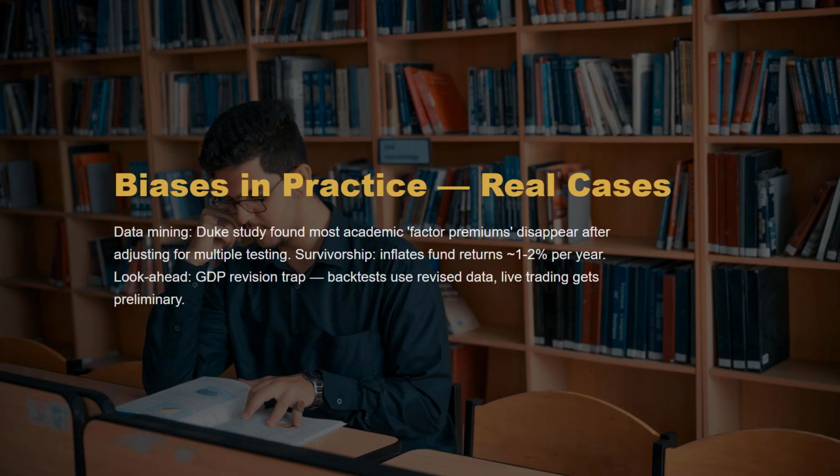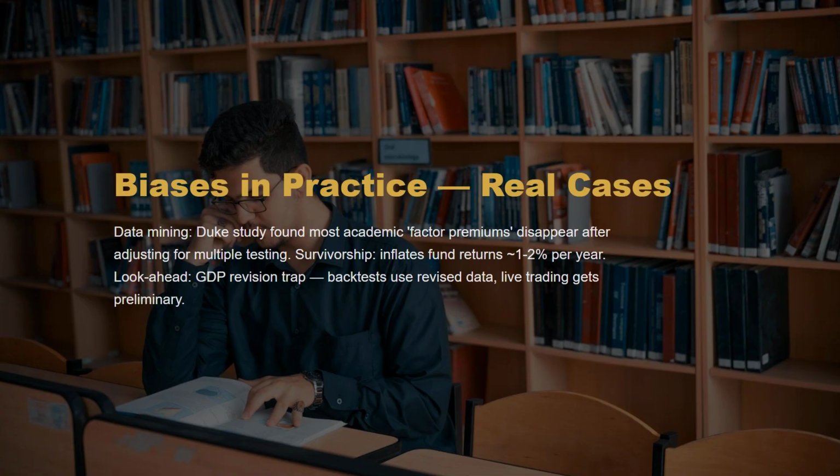Let me connect all these biases back to real-world practice. In 2003, 2 researchers at Duke University studied all published trading strategies in academic finance journals. They found that strategies backtested on the same popular databases showed significant return premiums. But when they adjusted for the number of strategies tested across all papers using those databases, most premiums disappeared. The entire academic factor zoo, hundreds of factors claimed to predict stock returns, was largely a product of data mining across shared datasets.